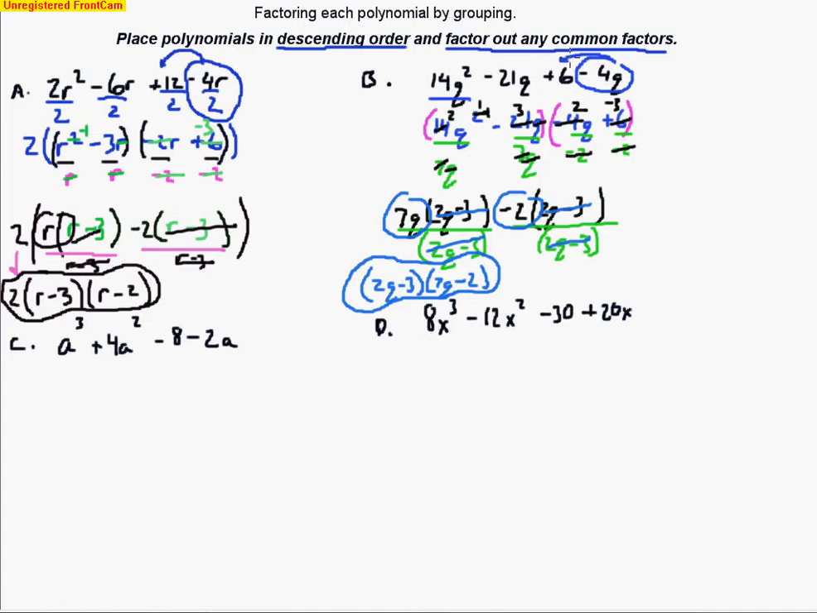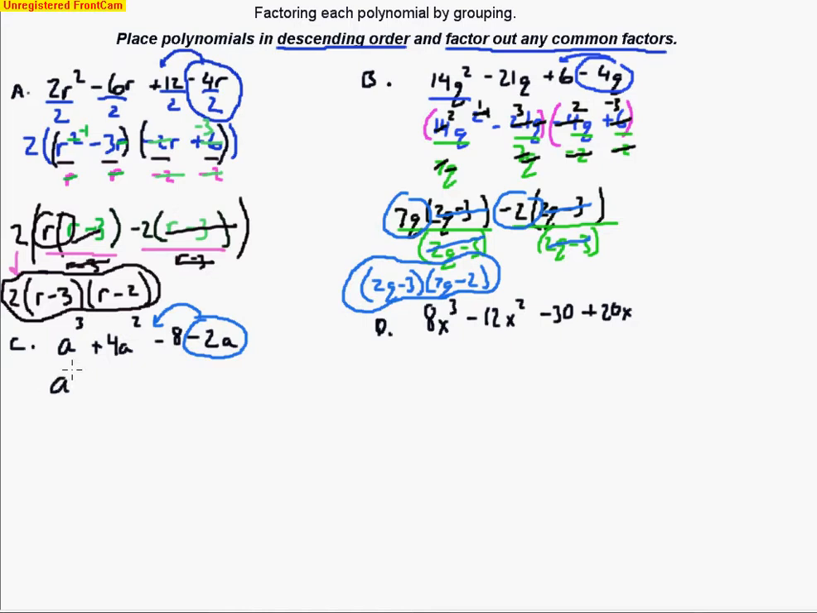So that's what makes these problems a little bit tougher, is that if they're not in that descending order, you've got to put them in that descending order first and look for the common factors. Well, same sort of thing on this problem here. We've got to put it in that descending order. So let's take this negative 2a and put it right over here.